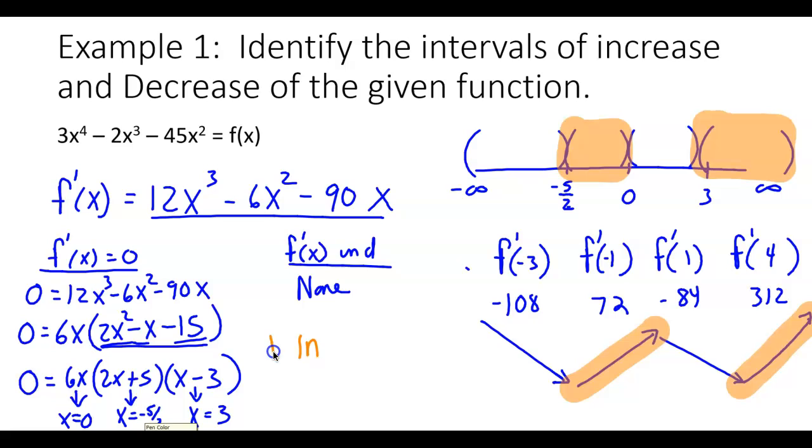So f is increasing on the following intervals. Negative 5 over 2 to 0, and 3 to infinity. Okay? Now let's do the next one. Let's find where f is decreasing. Well, it would be the other ones, right?